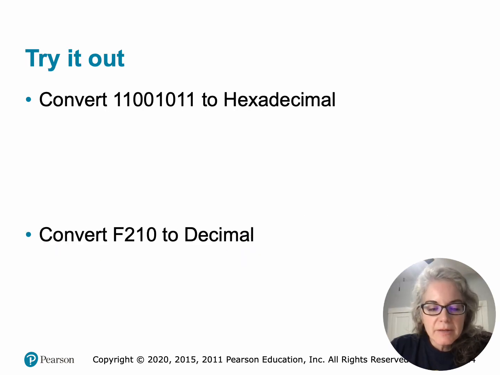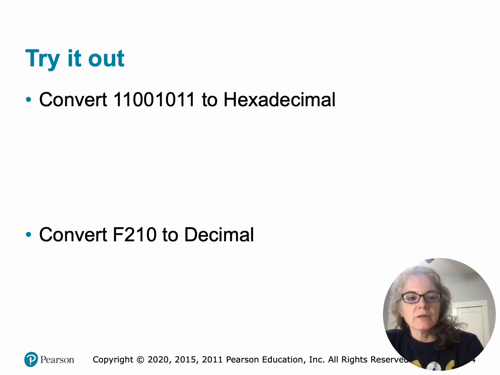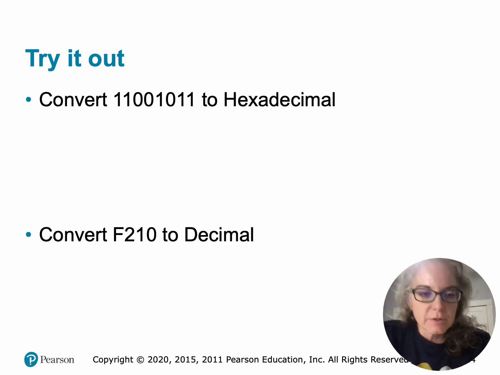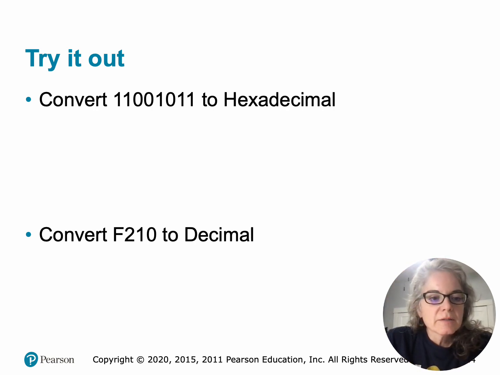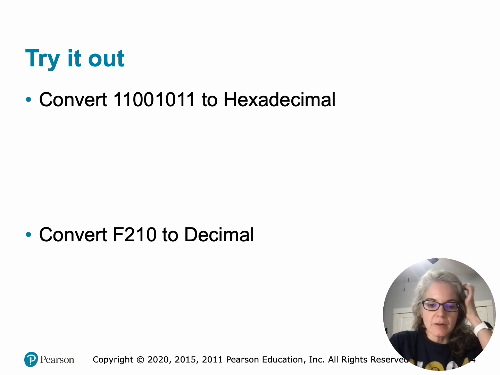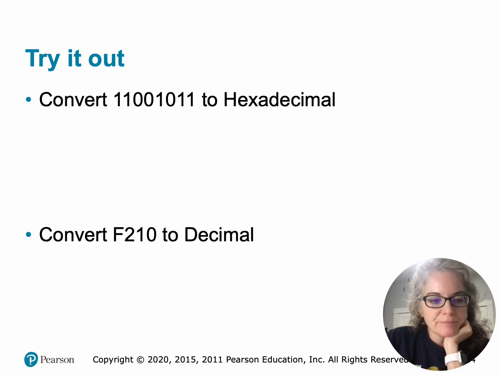Okay, so we're going to try this out. What I want you to do is to convert 1100 1011, this binary number, to hexadecimal, and then convert this hexadecimal to decimal. Okay, so what I want you to do is pause the video, try it out, and then unpause it.